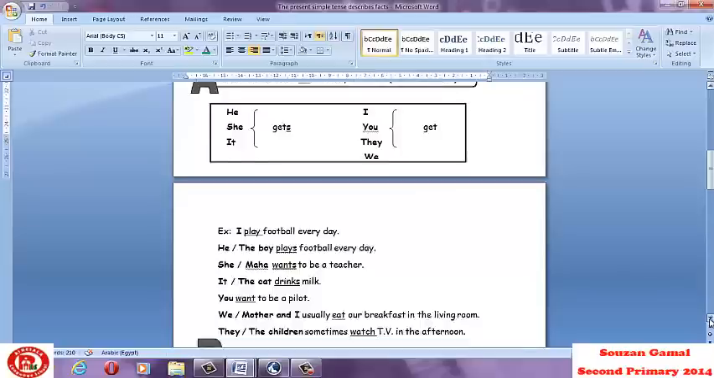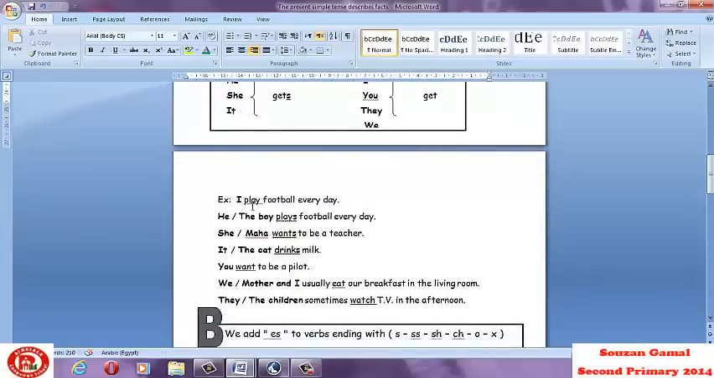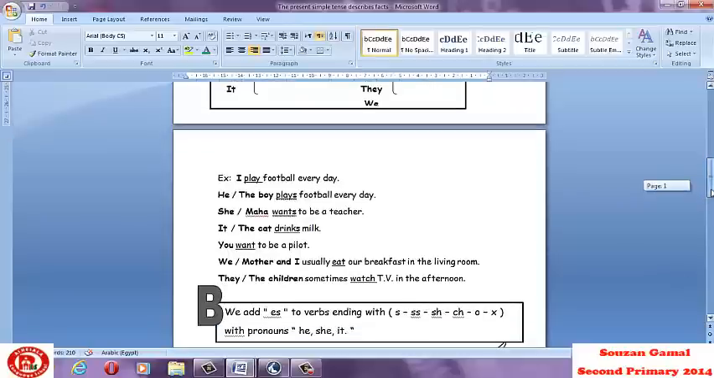So here are some examples for you. I play football every day. I can't say I plays football. It's not correct, okay? But I say I play football every day. He or the boy plays football every day, because we have the pronoun he. So we add what? S. Okay? She, Maha, wants to be a teacher. You have to add S, because Maha equals she. Okay?